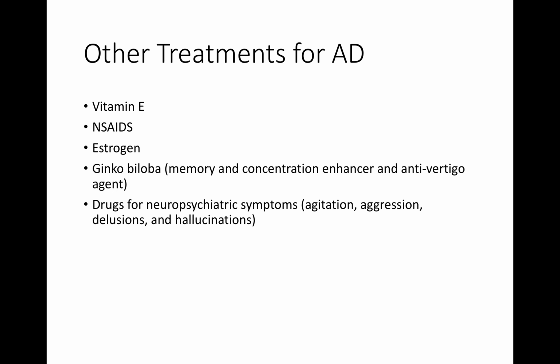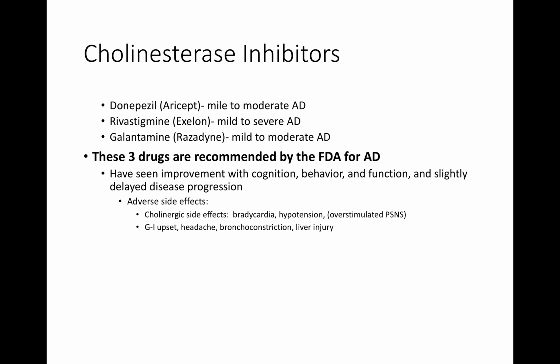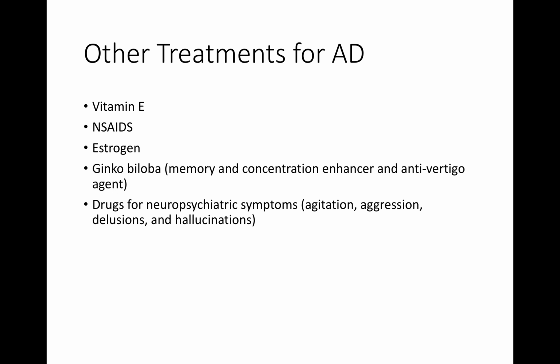Other treatments for Alzheimer's disease: vitamin E, NSAIDs, anything that hurts the body like this, they say is inflammatory. Estrogen, ginkgo biloba, which we get from the health stores, a memory and concentration enhancer and an anti-vertigo agent, and we can see that a lot of this stuff can cause dizziness. And then drugs for neuropsychiatric symptoms, if they become very agitated or aggressive, or have delusions or hallucinations.